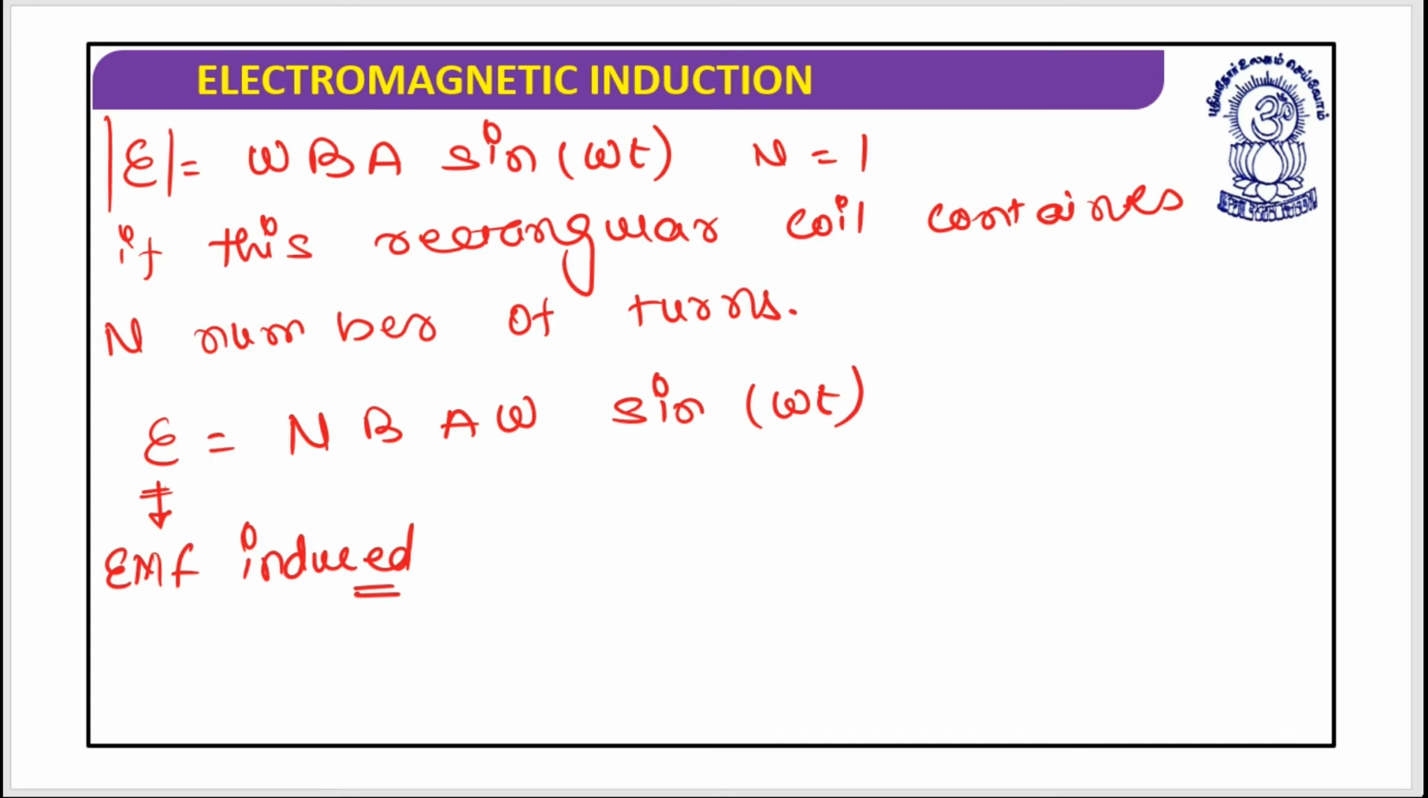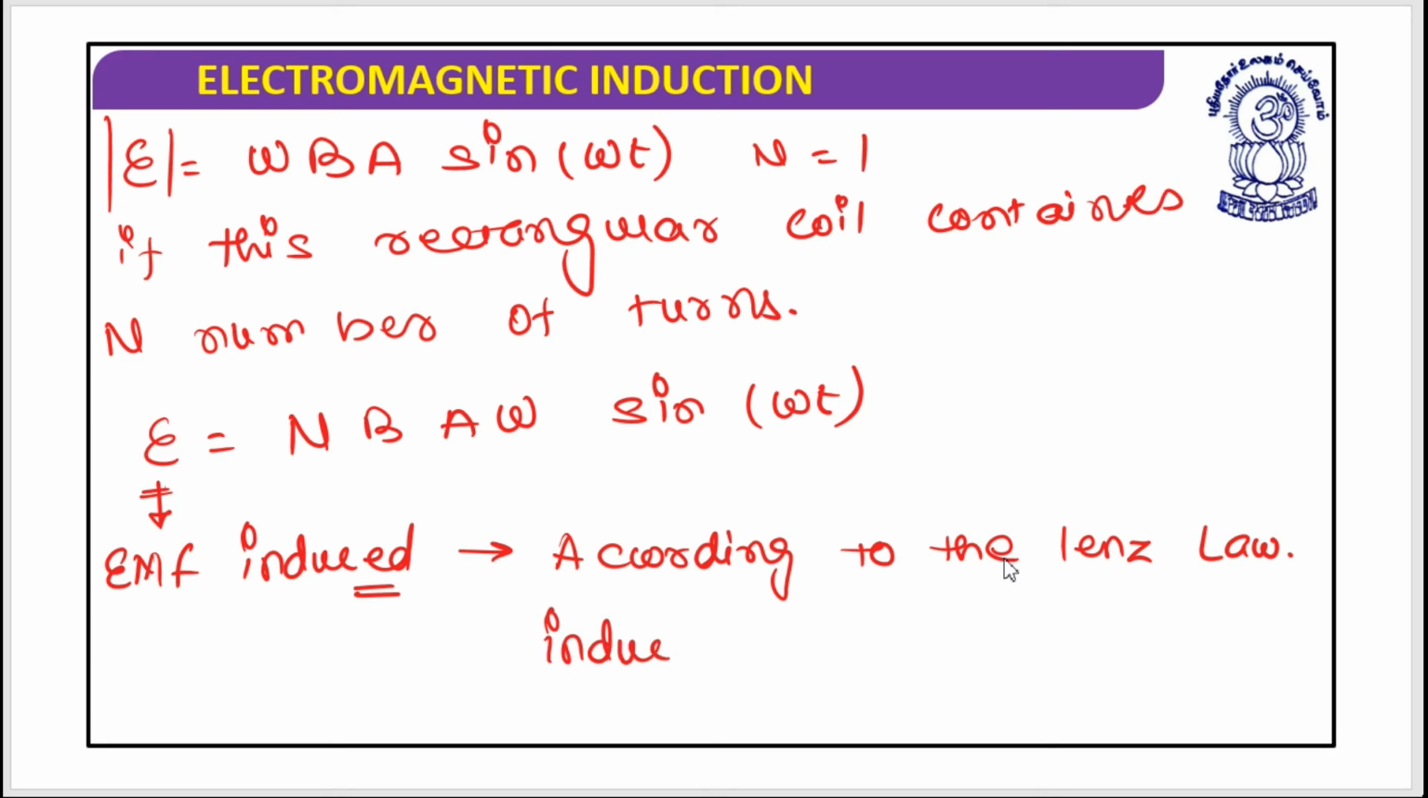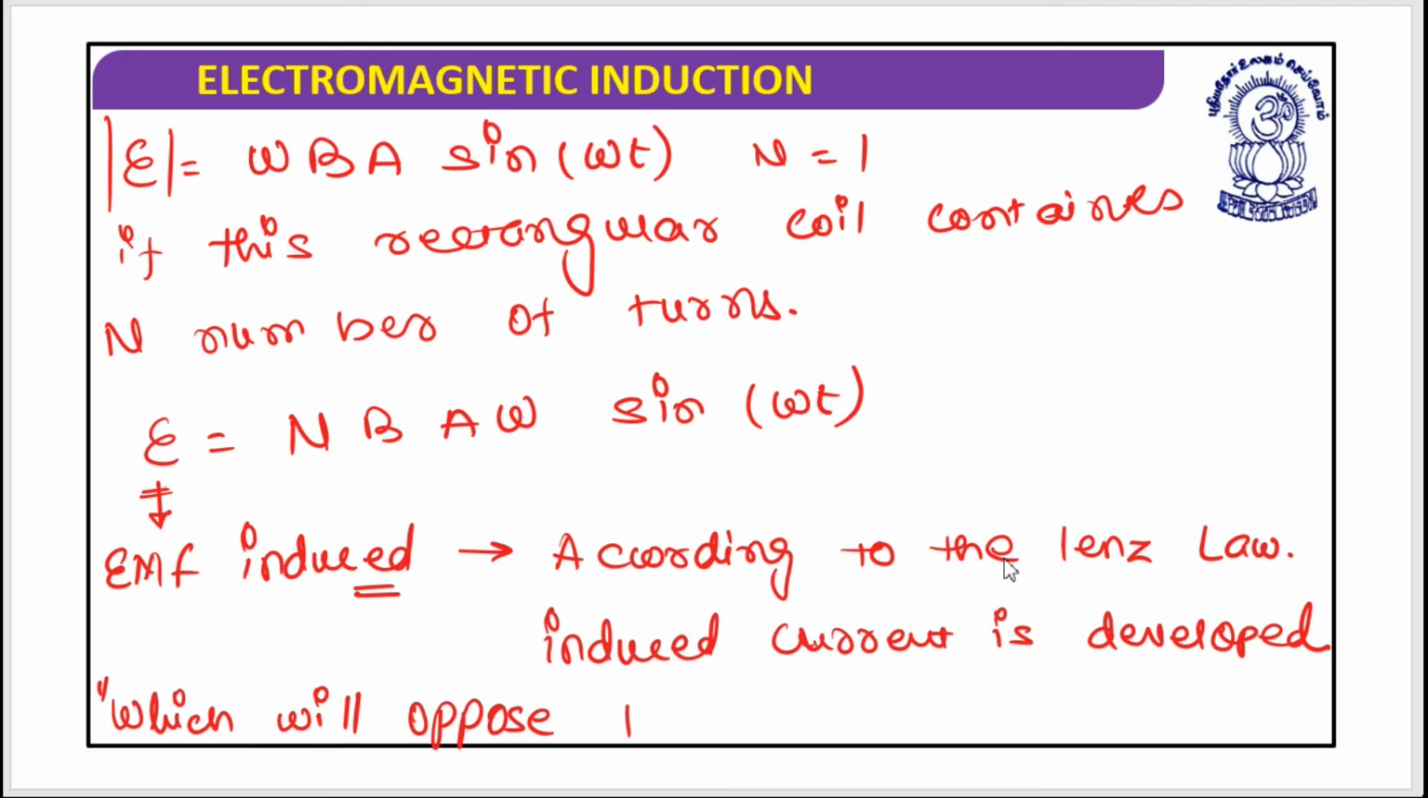As you understood, if EMF is induced in this coil, according to Lenz's law, an induced current is developed which will oppose the one which will produce it. I hope this is clear.